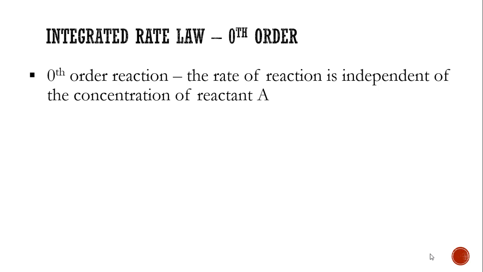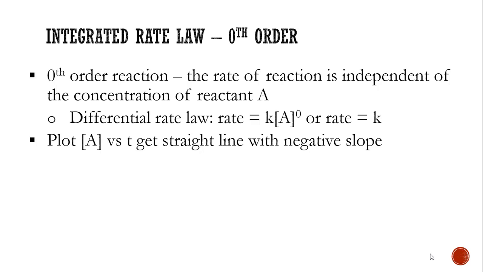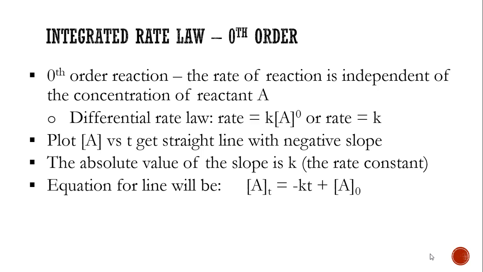For a zero-order reaction, the rate of reaction is independent of the concentration of reactant A. The differential rate law would be rate equals k times A to the 0 power, but anything to the 0 power is 1, so rate equals k. You plot the concentration of A versus t, and you get a straight line with a negative slope. The absolute value of the slope is the rate constant k. Another way to say that is that the magnitude of the slope and k are the same, they just have opposite signs.